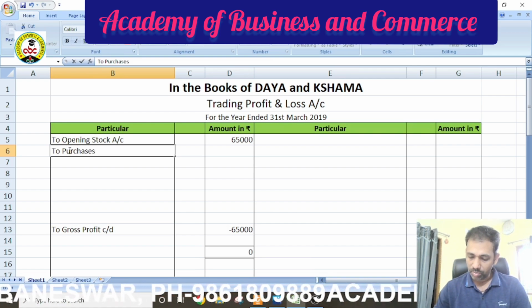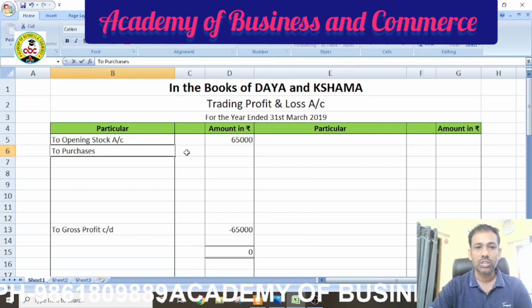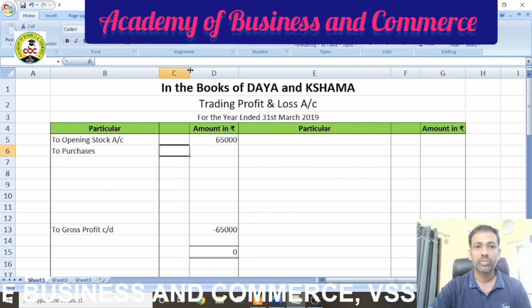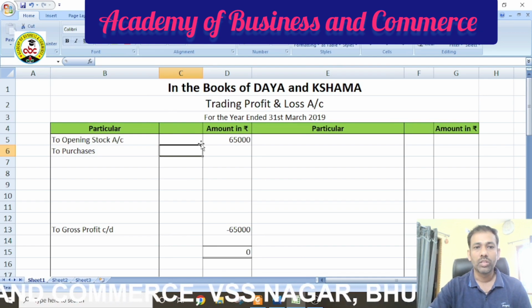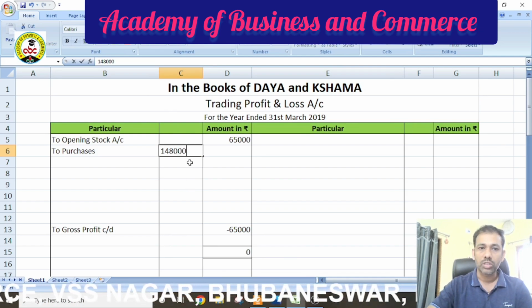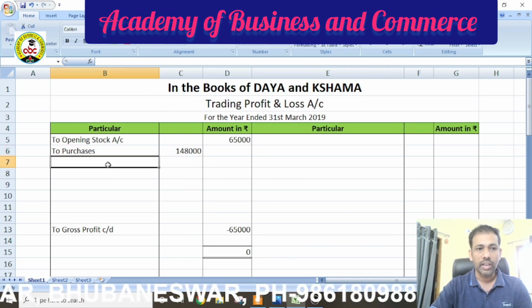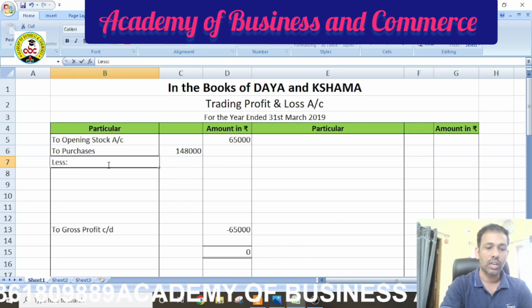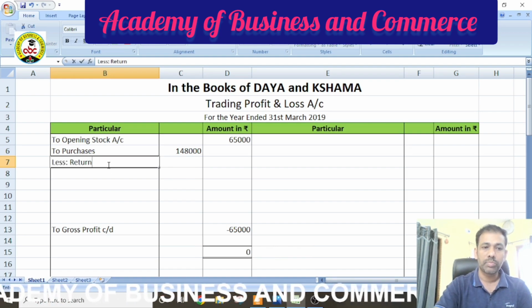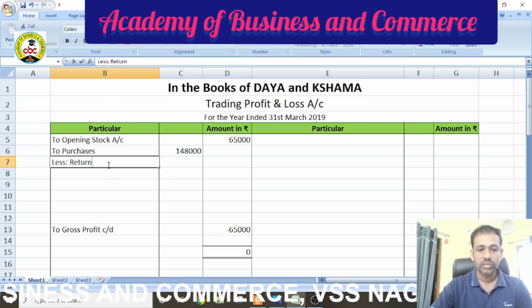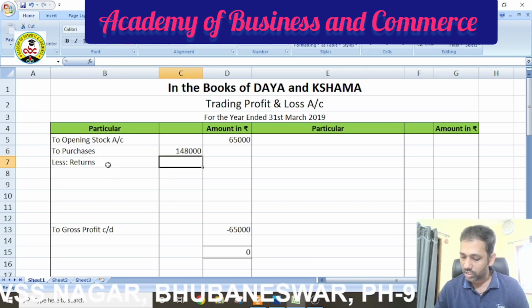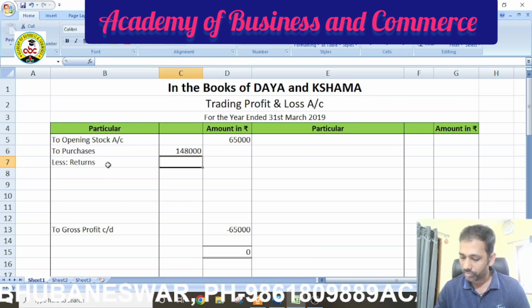Purchases. Here the purchase is given as 1,48,000. We have to take it in the inner column. Purchase 1,48,000 and less purchase return. There is also a purchase return. Purchase is a debit balance, and you can find the purchase return in the credit column.